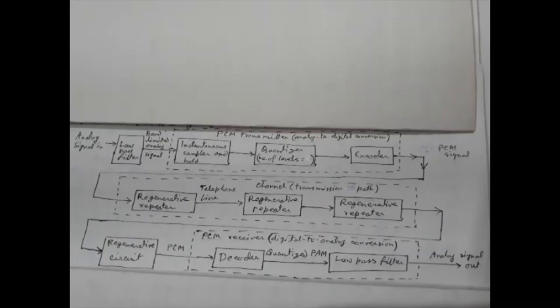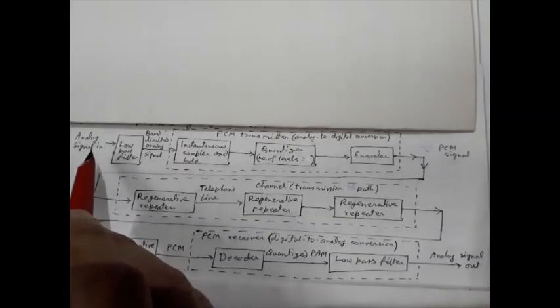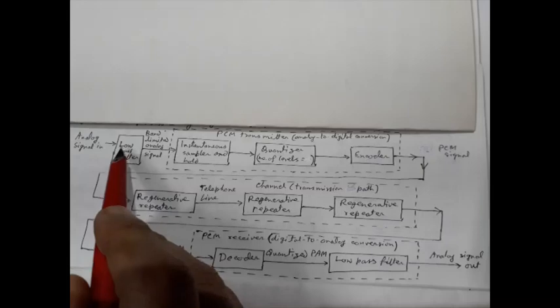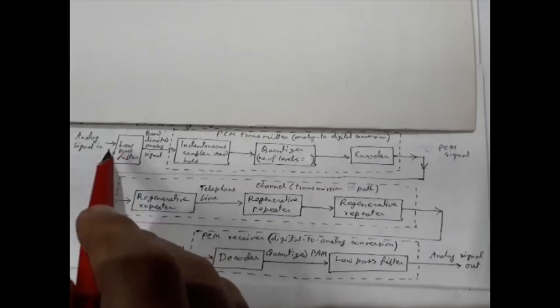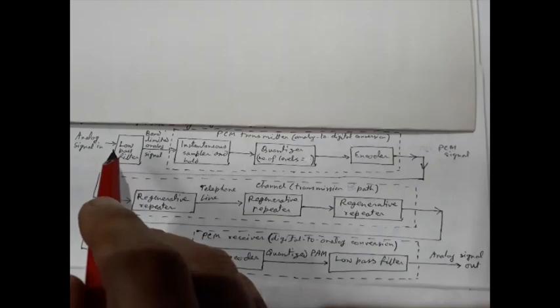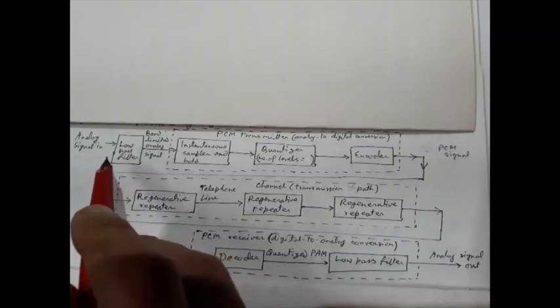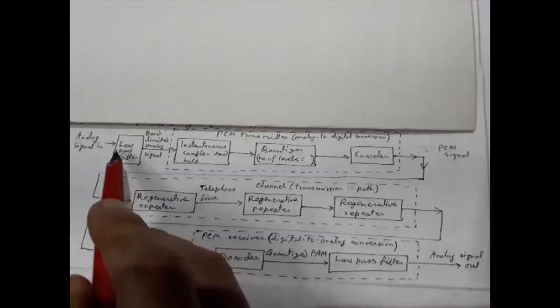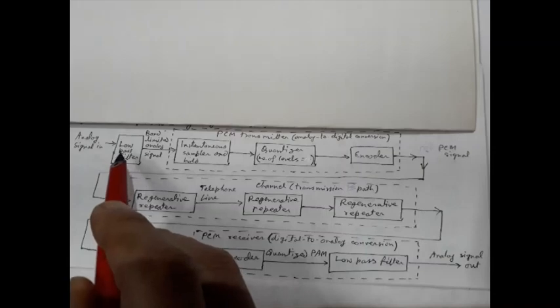This is the basic block diagram of a PCM transmitter receiver system. Here the input signal is the analog signal. First, this analog signal is passed through a low pass filter. We have already seen that to avoid any aliasing we must pass it through a low pass filter, so it is also an anti-aliasing filter. So now we have band limited signal which is analog in nature.